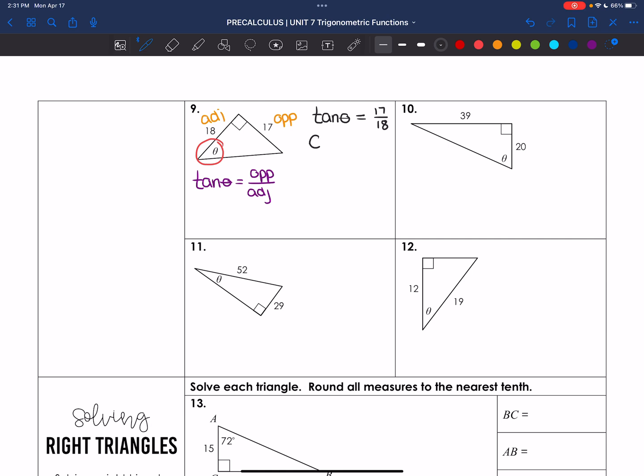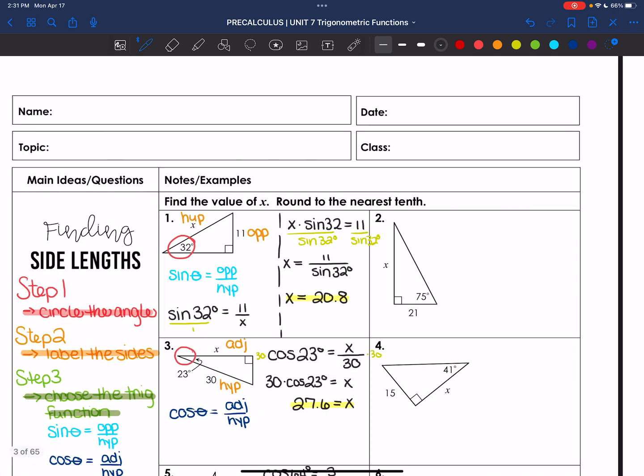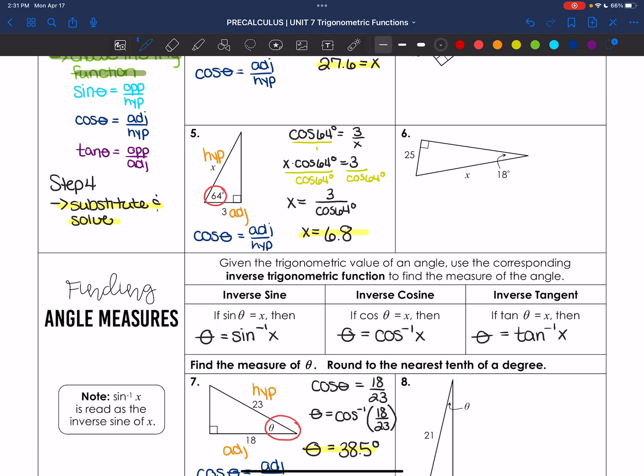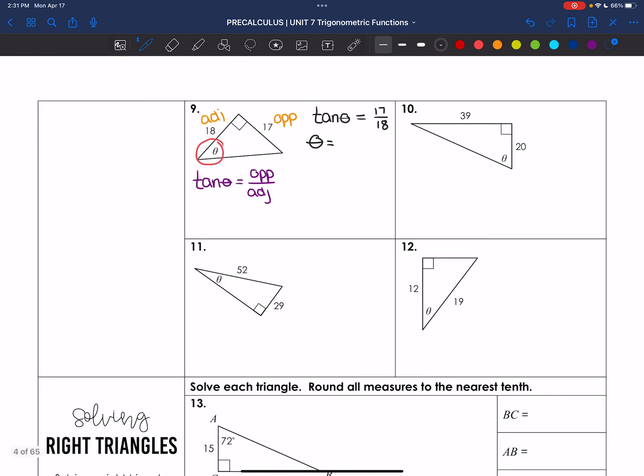But if we're trying to find theta, then what we'll do is take the inverse tangent of x. We'll take the inverse tangent of that ratio, 17 over 18. That is our x, that ratio. And with your handy-dandy calculator, we can approximate that value for our angle. What is that going to be? It is 43.4 degrees.